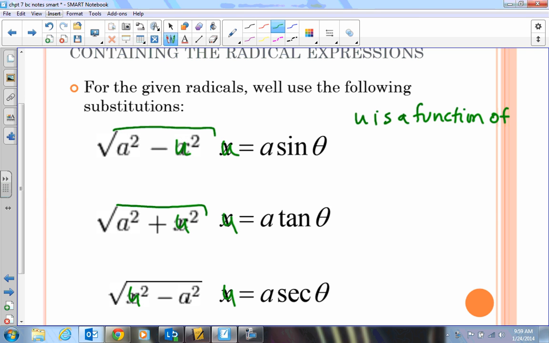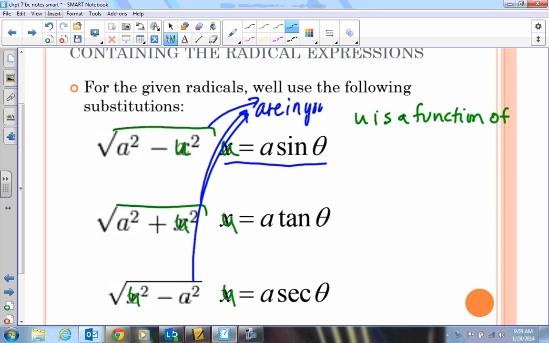So basically, you're going to use this new substitution right here, this trig substitution, when one of these guys are in your integral, okay? If you see those in your integral, then this is a process that you could use, an integration technique.